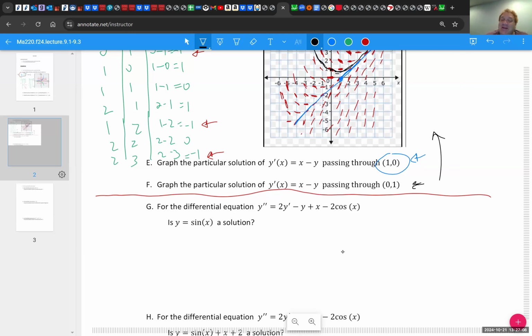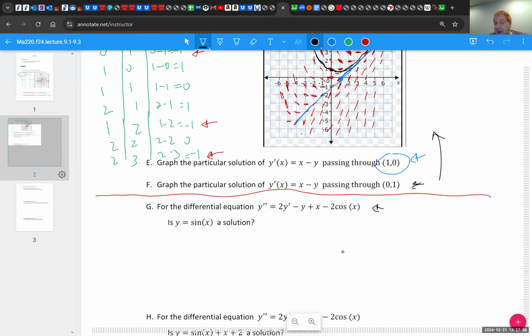And now in example G, there's a differential equation. This is a much more complicated differential equation. It has a second derivative in it. It also has a first derivative in it. It also has y's and x's and cosines. This is a very, very complicated differential equation, right? y double prime equals 2y prime minus y plus x minus 2 cosine x. So we could definitely graph the direction field for that. We can use a technology program to help us do that. We could do it by hand, which is quite tedious.